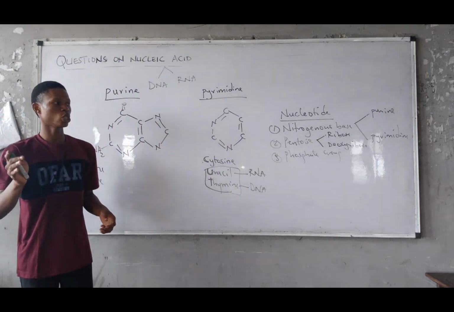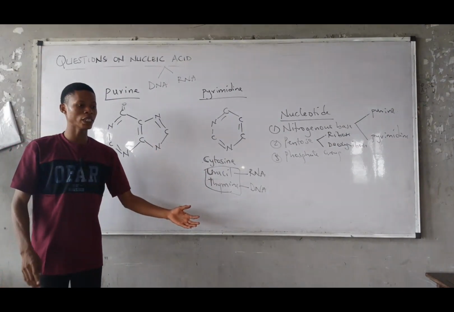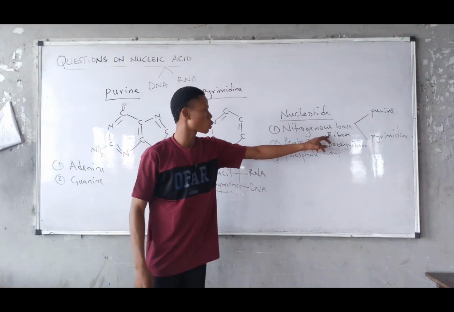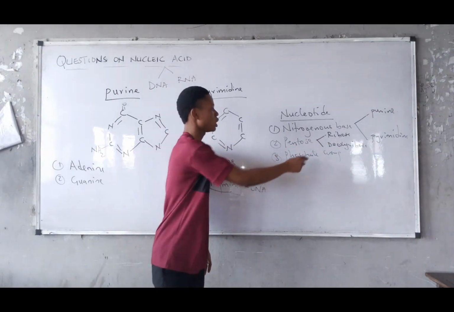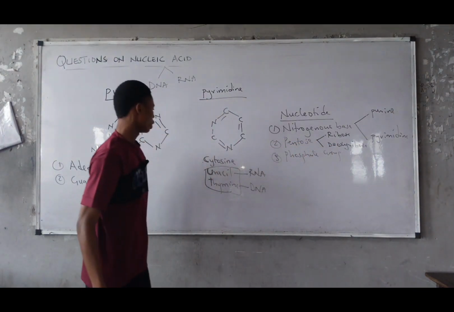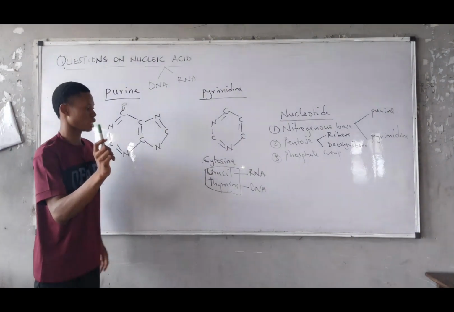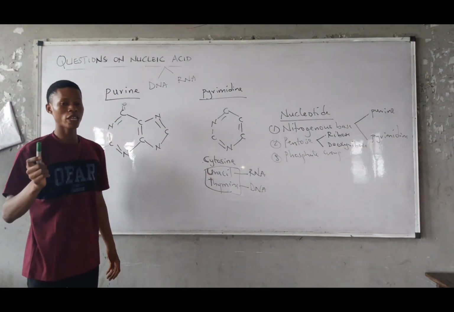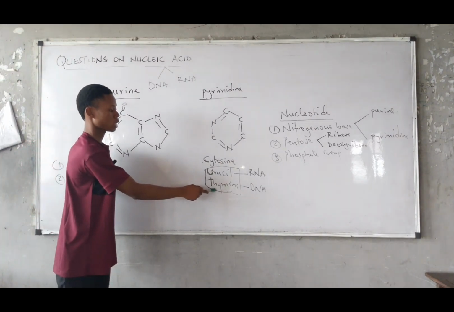In case you are asked for the difference between RNA and DNA, the sugar found in RNA is ribose, the sugar found in DNA is deoxyribose. Another difference, the base that is peculiar to only RNA is uracil, while the one peculiar to only DNA is thymine.